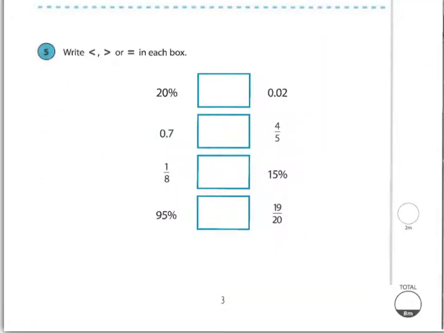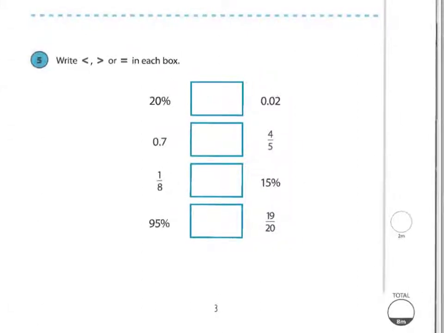Question 5. Write less than, greater than or equal to in each of the boxes to make these statements correct. Well, 20% and 0.02. In order to make these equivalent, if I multiply the 0.02 by 100, which would make it into 2%, I can now see that 20% is clearly greater than 2%.